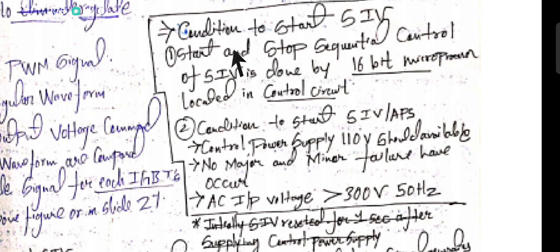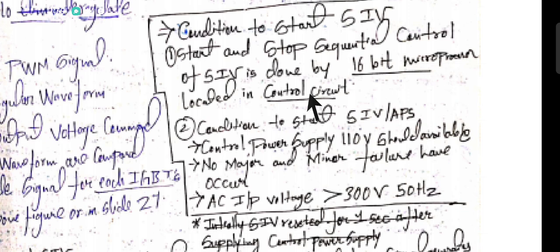SIV, static inverter. The start and stop sequential control of SIV is done by a 16-bit microprocessor located in the control circuit. As we have already discussed, in SIV we have different circuitry, like the control circuit and the ground fault detection circuit. So the starting and stopping sequence of SIV is done with the help of a 16-bit microprocessor, which is located in the control circuit.